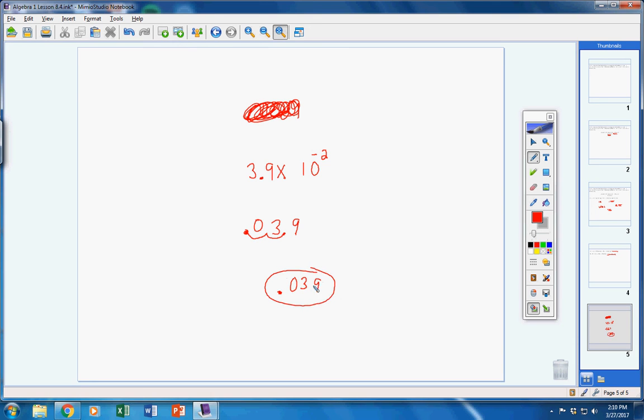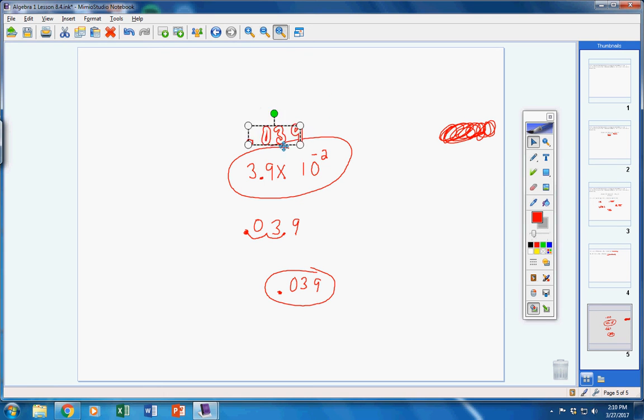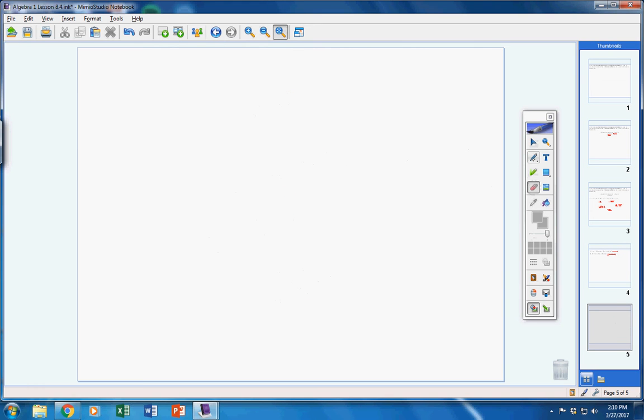0.039. So this number here is the exact same number as this number here, just written in different forms. And by the way, look at that, almost identical. They could almost fall right on top of each other. 0.039. Okay? Alright, let's go ahead and finish this up by practicing some more of these very quickly, and we'll be finished, okay? You can pause the video and work these on your own, or you can watch me.